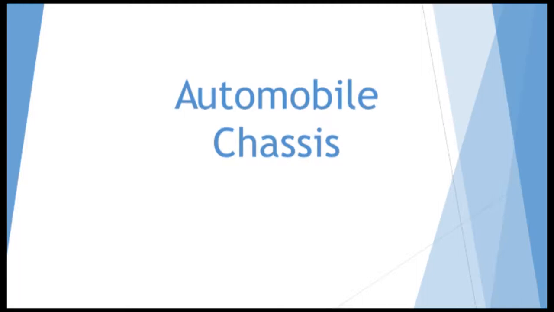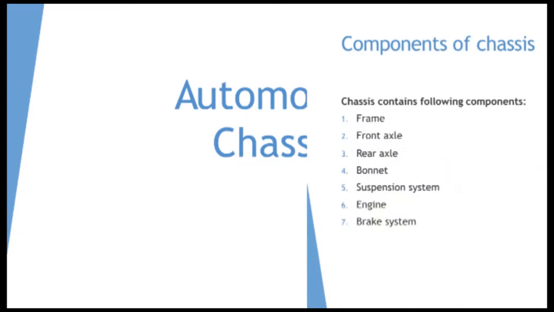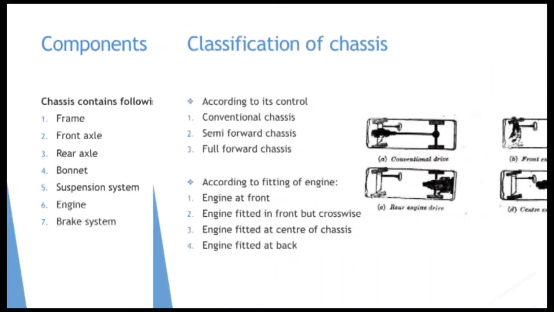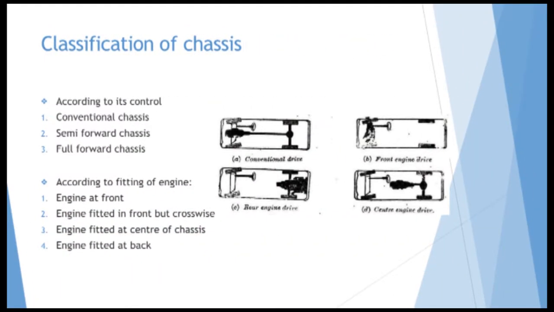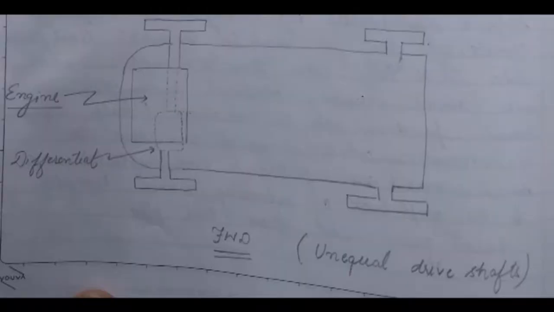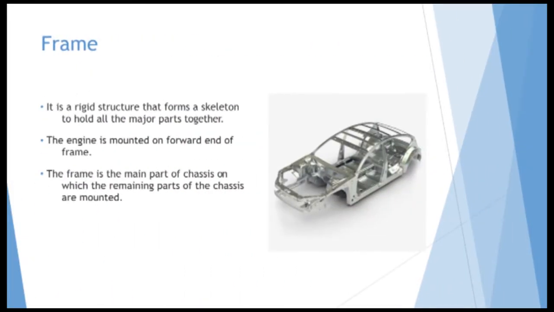In this video, we will try to understand the automobile chassis. It has various components which are named below. Chassis is classified according to various criteria like its control and fitting of engine. Now this is front wheel drive. The engine is mounted on the frame, which is the main part of the chassis.